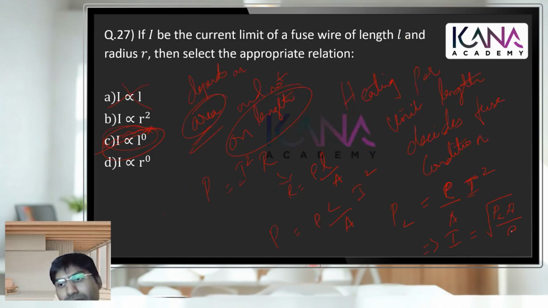by rho. So it does not depend on the length. I said I is proportional to area, but exactly, it is proportional to square root of area. So square root of area, it can be proportional to R. It cannot be R0, cannot be R square. So the most appropriate is L to the power 0. It's answer C. Okay.